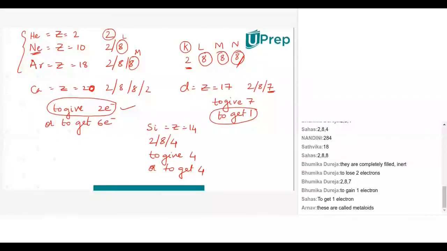In all these cases, these are called metalloids. Okay, what are metalloids, Arnav? Elements that have valency. Okay. They have properties of both metals and non-metals. Very good.